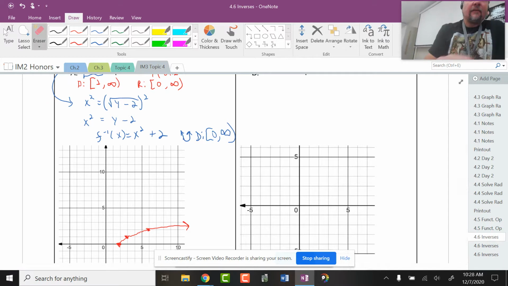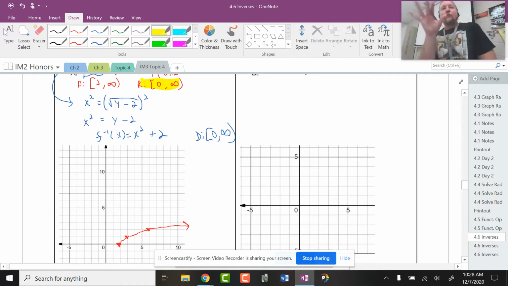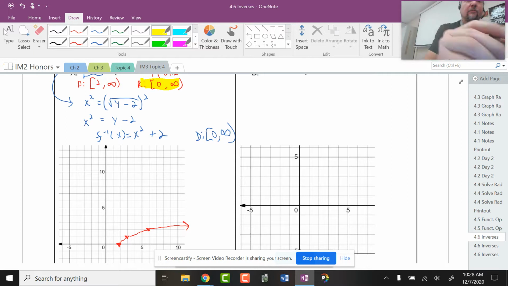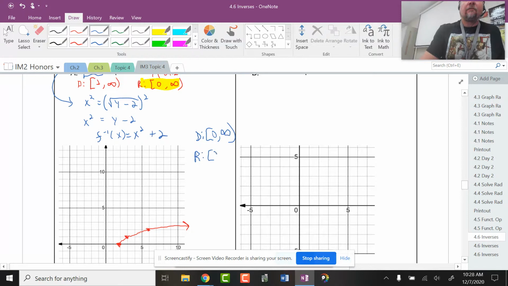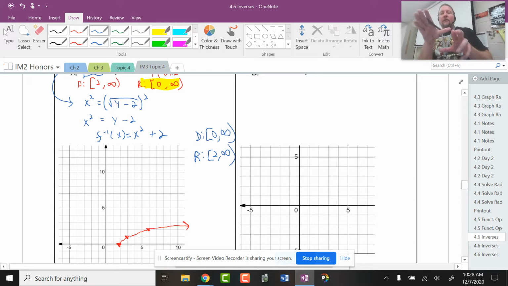So I didn't get that from what we did on Thursday. I got that from this. So it's a true domain and range exchange where we have to think about those limitations, I guess is what we could say. And then by default, the range for my graph will be 2 to infinity because that was the domain of the original. Okay, so that's another thing with inverses we have to account for.